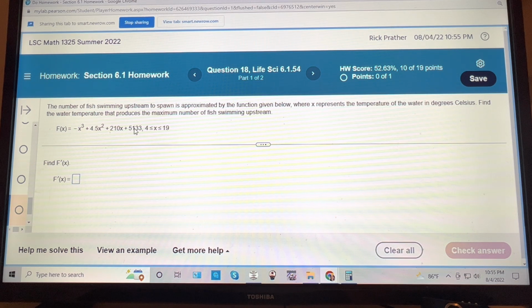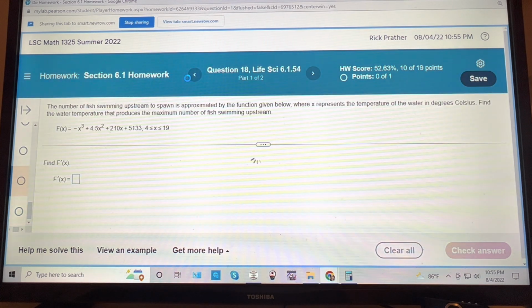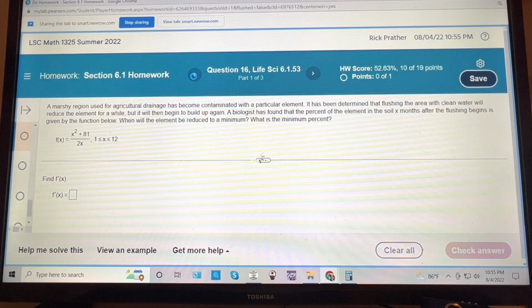Find the derivative of this, get all the critical numbers. It is a closed interval, so you would definitely be checking 4 and 19. And then there's going to be two critical numbers. If any of them are between 4 and 19, then you would include them in your list of things to check. Okay, so let me just do maybe one more of these.